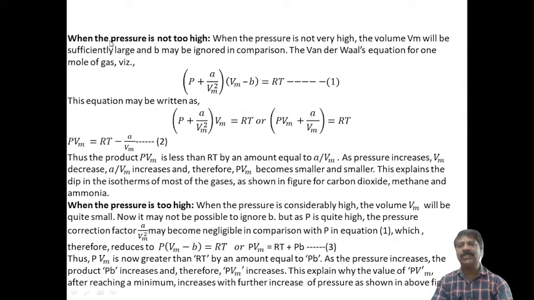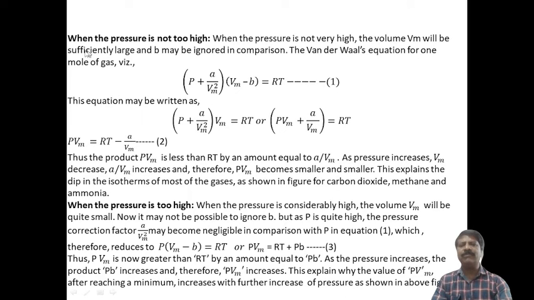The first factor is when the pressure is not too high, meaning it is a moderate or very low pressure. At low pressure, the volume Vm will be sufficiently large, because as the pressure increases, the volume of the gaseous molecules decreases, and vice versa. Here the pressure is low, therefore the volume is ultimately high, therefore B may be negligible, and Vm will not be negligible.